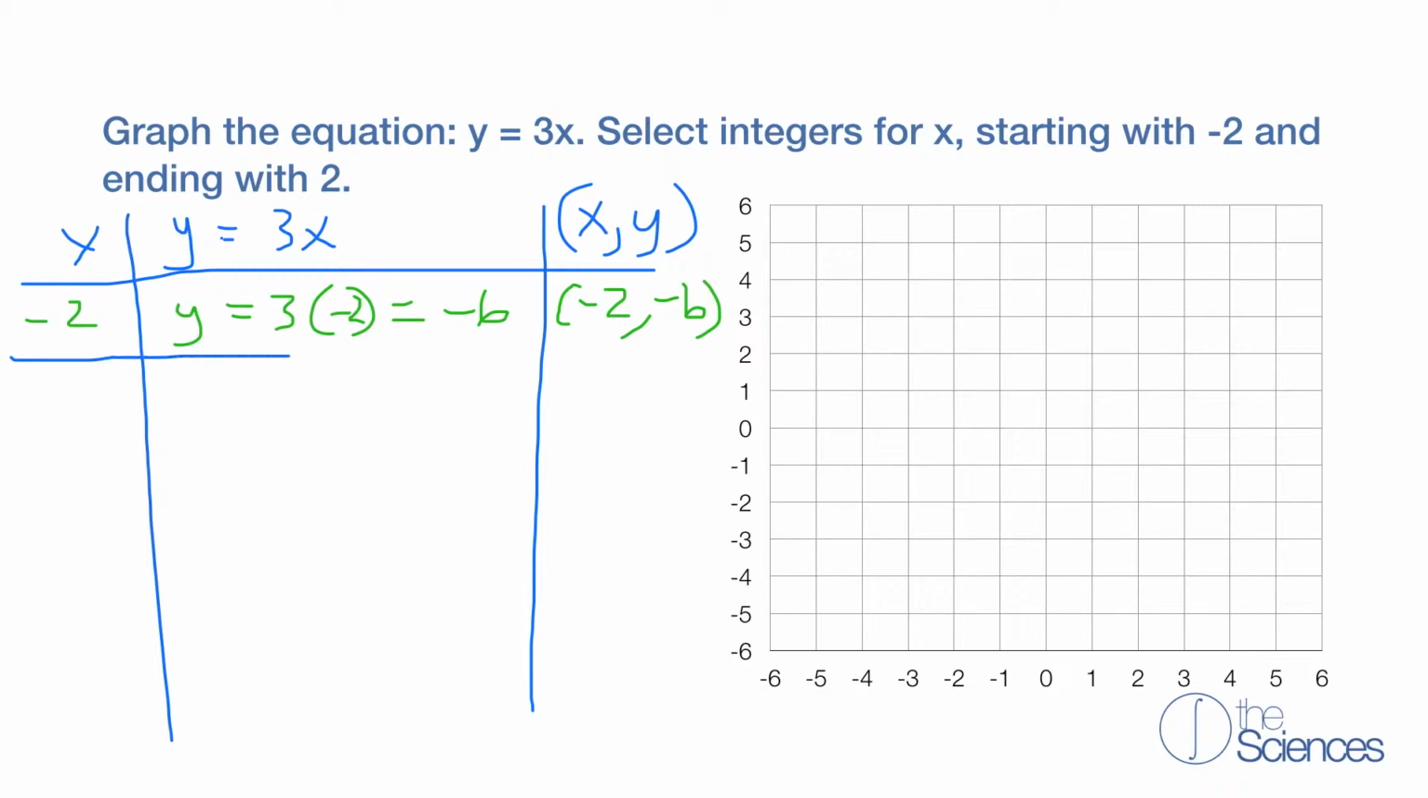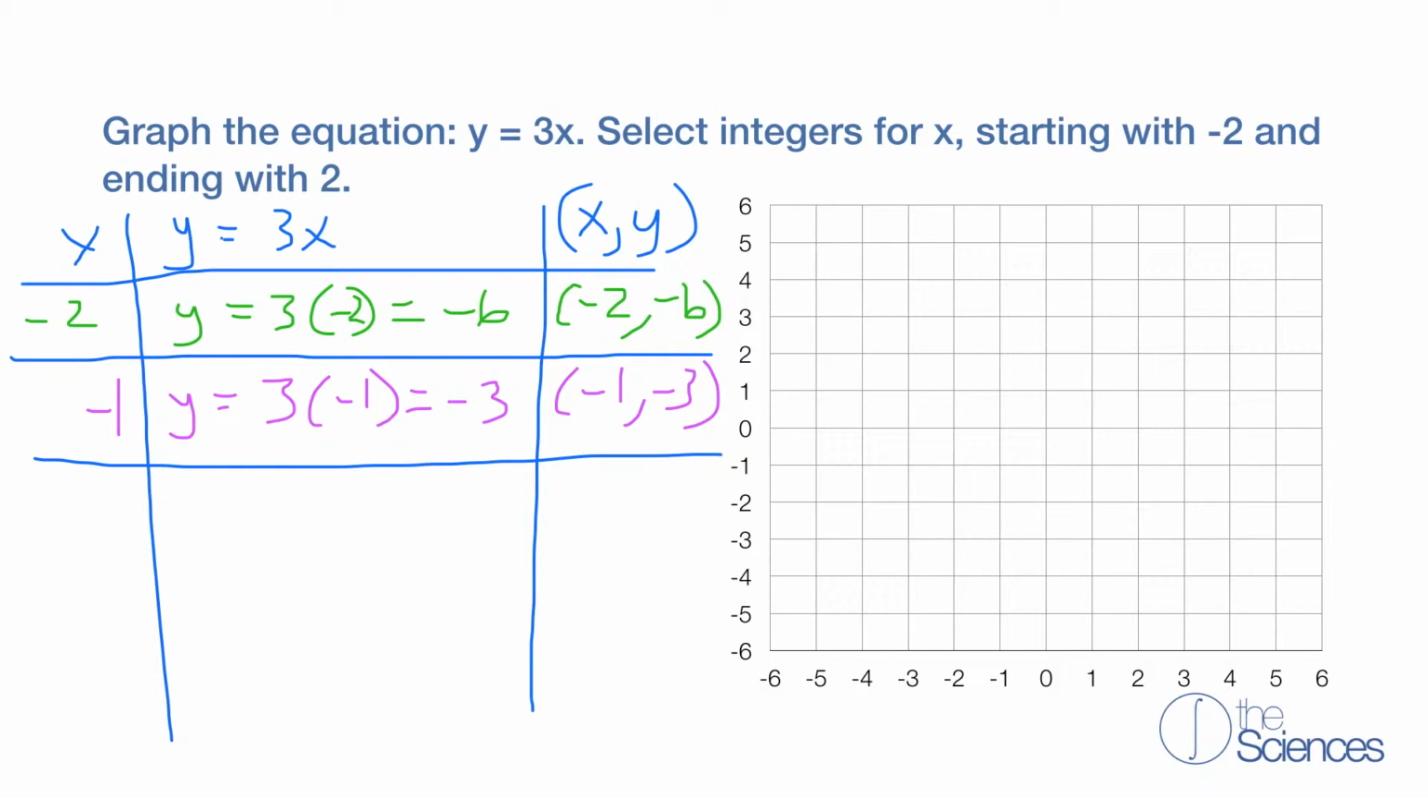Next, we're going to find our point when x is -1. So y equals 3 times x, or 3 times -1. 3 times -1 is -3, so we have a point of -1, -3. Now we're going to find our point when x is 0. So y equals 3 times x, or 3 times 0. 3 times 0 is 0, so we have a point of 0, 0.